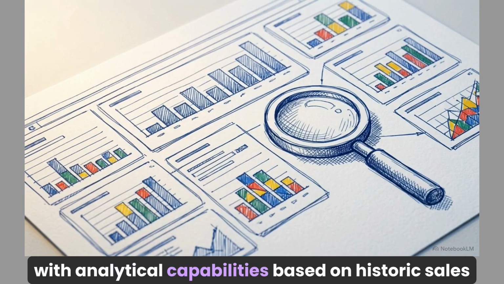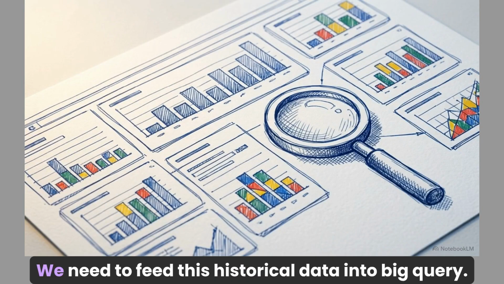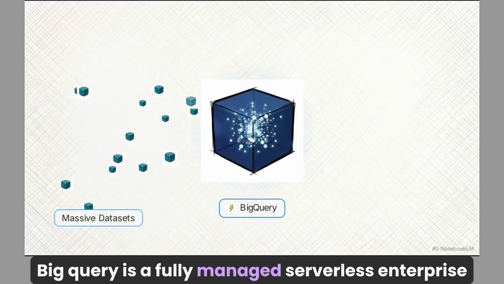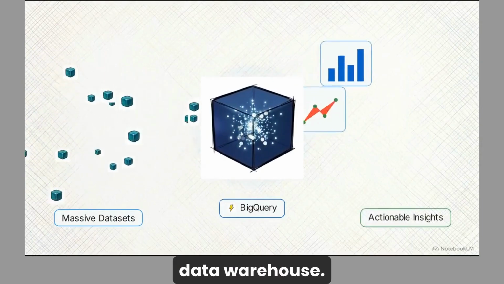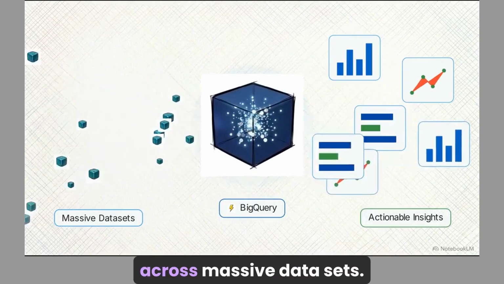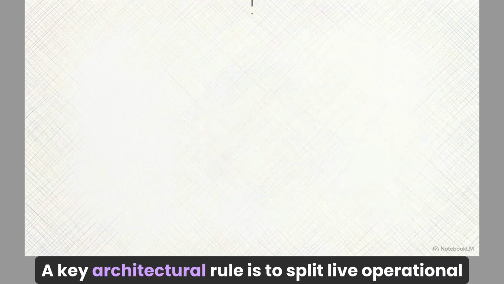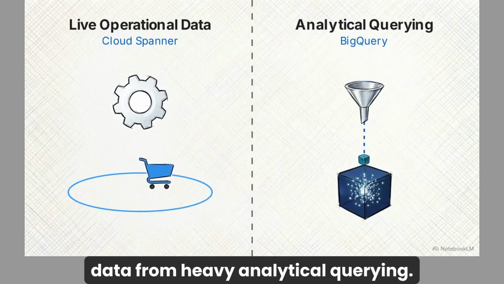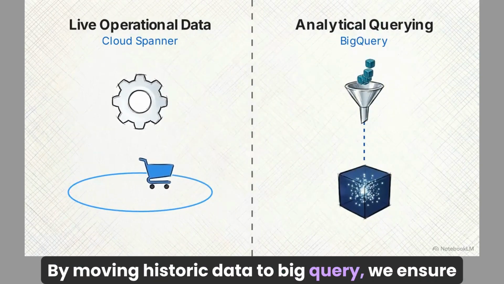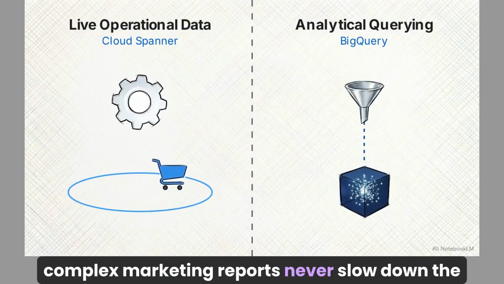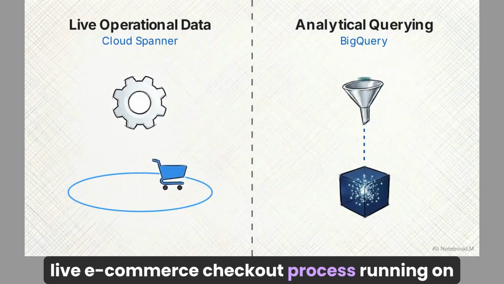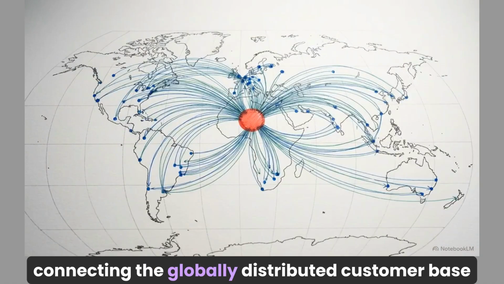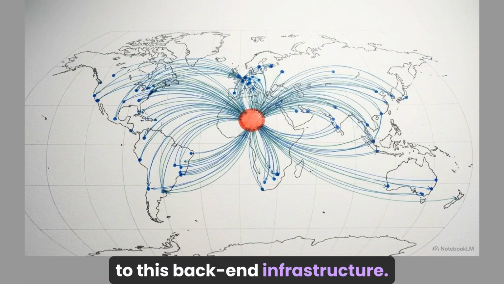With the live database settled, we shift focus to the final requirement: providing the marketing team with analytical capabilities based on historic sales data. We need to feed this historical data into BigQuery. BigQuery is a fully managed serverless enterprise data warehouse designed to handle highly performant queries across massive datasets. A key architectural rule is to split live operational data from heavy analytical querying. By moving historic data to BigQuery, we ensure complex marketing reports never slow down the live e-commerce checkout process running on Spanner.